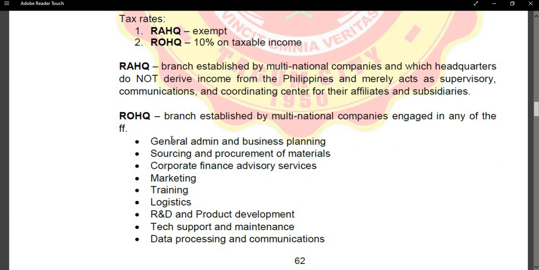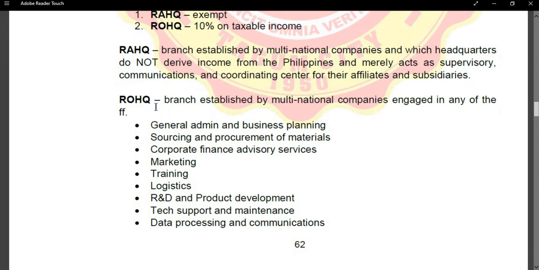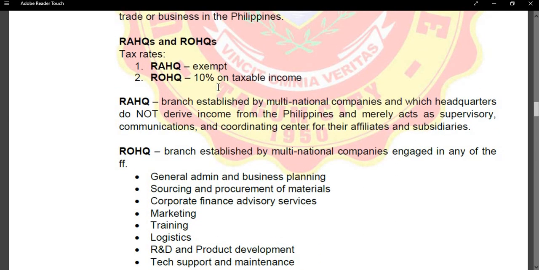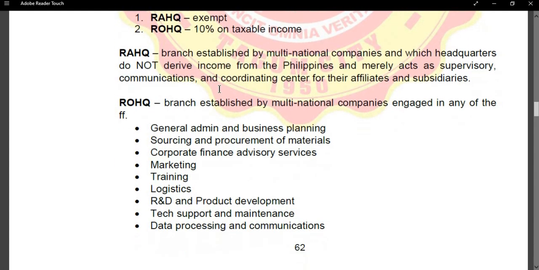But ROHQs, the regional operating headquarters, are vital in earning profit here in the Philippines. These are branches established by multinational companies engaged in any of the following: general administrative and business planning, sourcing and procurement of materials, corporate finance advisory service, marketing, training, and logistics. So this is vital to their operation in order for them to earn income. That's why they are subjected to a 10% tax rate, ROHQ.